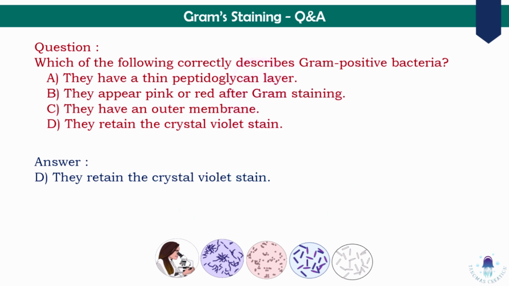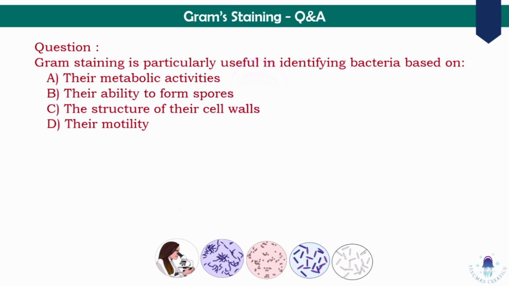Question: Gram staining is particularly useful in identifying bacteria based on Option A. Their metabolic activities. B. Their ability to form spores. C. The structure of their cell walls. D. Their motility. Answer: C. The structure of their cell walls.